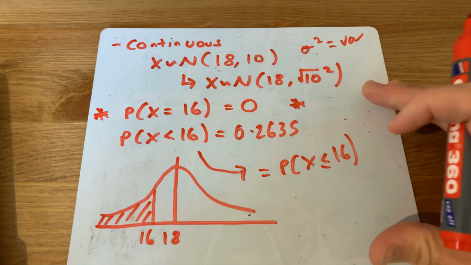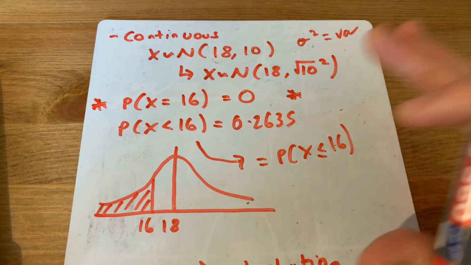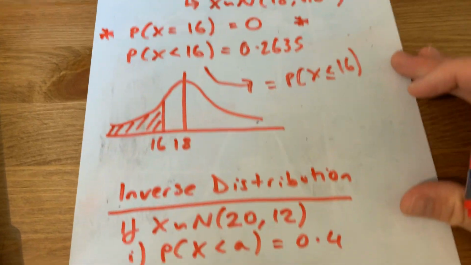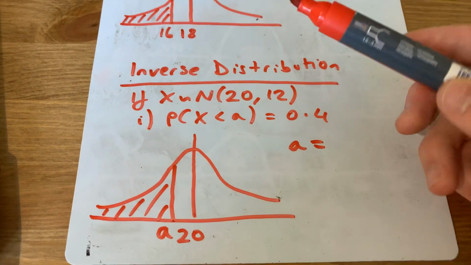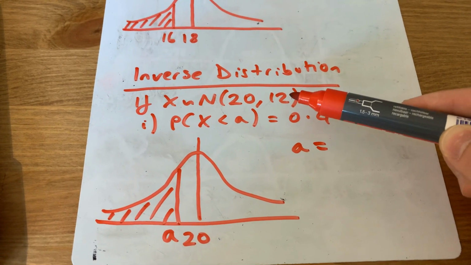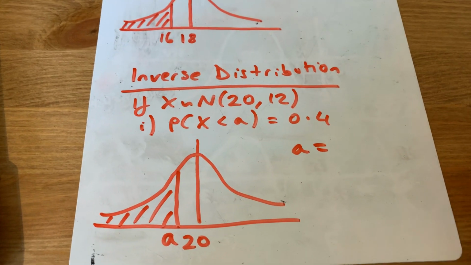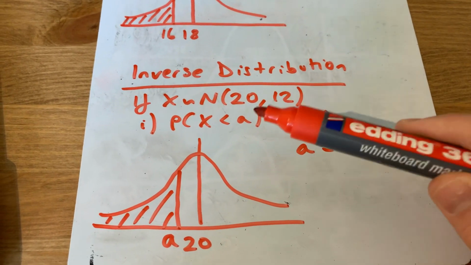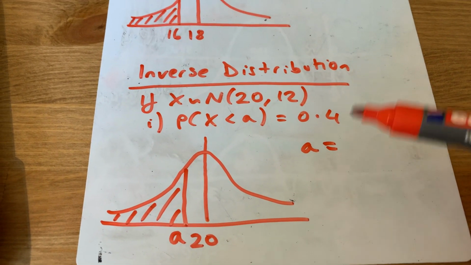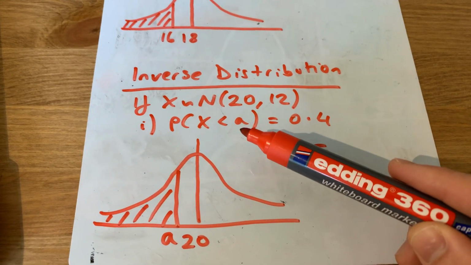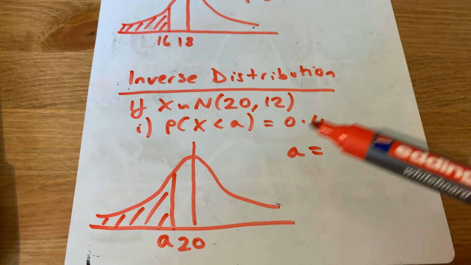What I think we'll just finish off with is a quick look at working the other way. It's called the inverse distribution. So if we consider another distribution, here's this trick again. This is the variance, isn't it? So we're going to have to say that's root 12 squared on our calculator. But if we consider x is distributed normally with mean 20 and variance 12, the probability that x is less than a is 0.4. We're given that information. We're trying to find now the numerical value for a as opposed to the probability.